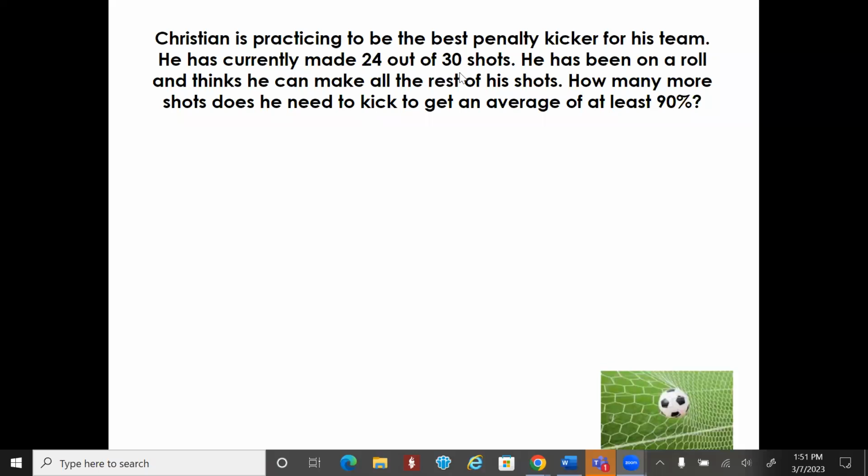Christian is practicing to be the best penalty kicker for this team. He currently has made 24 out of the 30 shots. First of all, how much is 24 out of 30? 80%. Okay, he's been on a roll and thinks he can make the rest of his shots. Okay, so how many more shots does he need to make in order to get an average of at least 90? Well, we have 24.